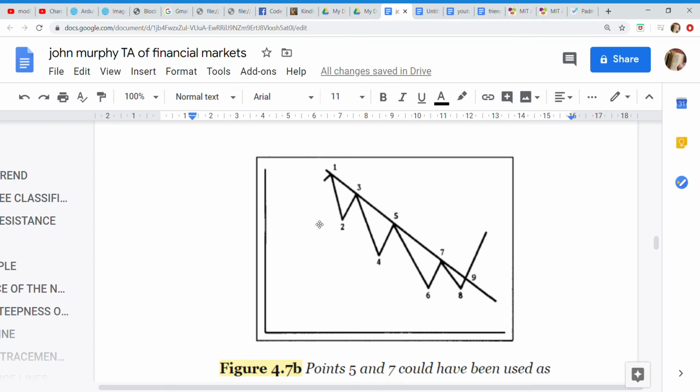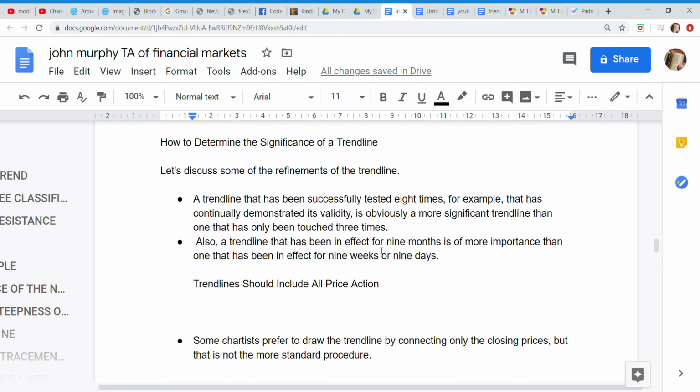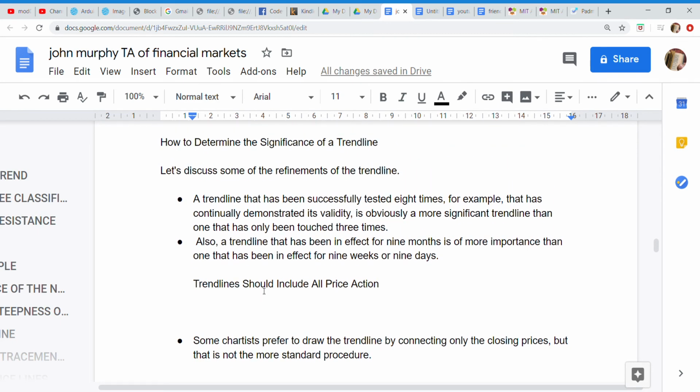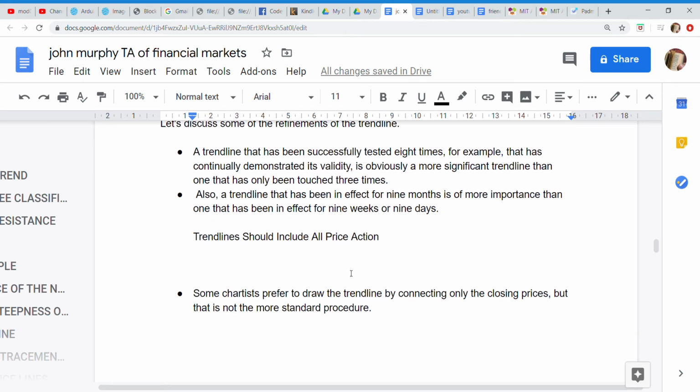This is touched 1, 2, 3, 4 times. So it is more significant than one which has been touched 2 times. Also, a trend line that has been in effect for 9 months is more important than one that has been in effect for 9 weeks or 9 days.